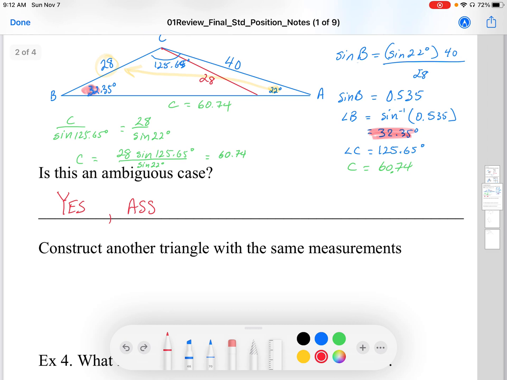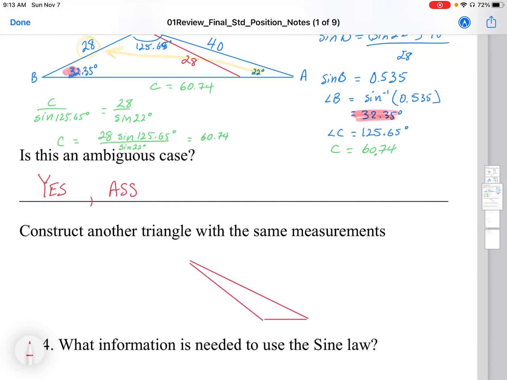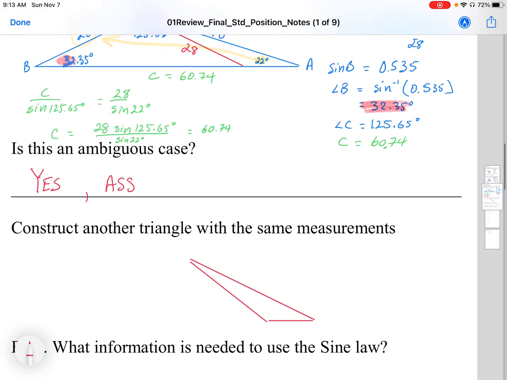Here, so I'm going to have my short length next to the 22 degrees. I'm going to have my length of 40 out here, and then I'm going to have my length of 28 drawn in this orientation here. Okay, so that triangle there is going to give us our 22 degrees. We have our length of 40 here and 28 here.